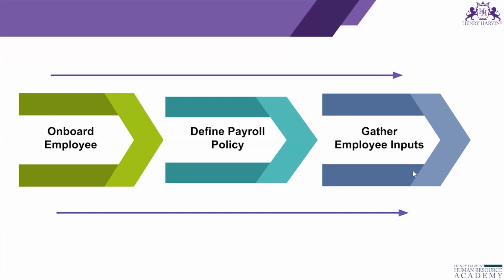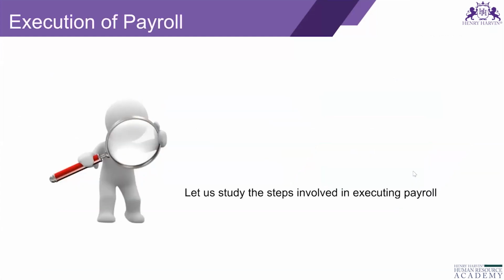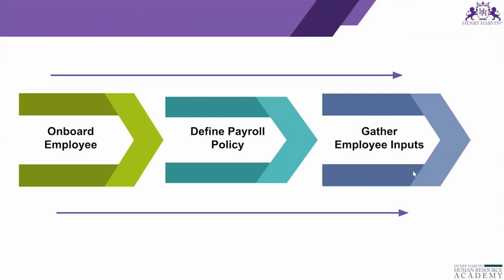But the main activities are defining the payroll, like onboarding employees. The first step will be to onboard employees in the system. Define payroll policy. This is for the new hires. Then execution of payroll: how we go about the payroll execution. So, onboard all the employees in the payroll system.